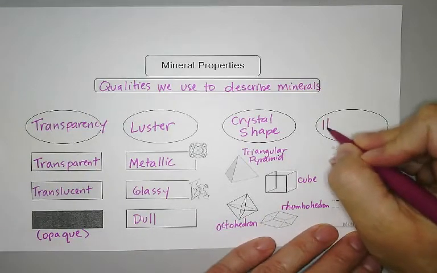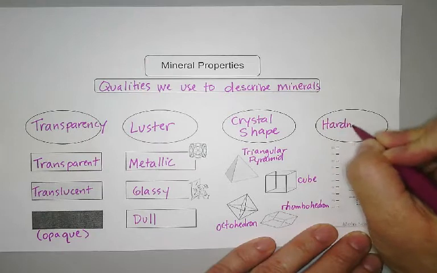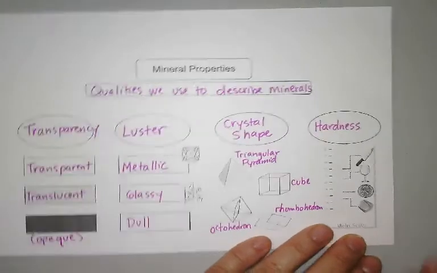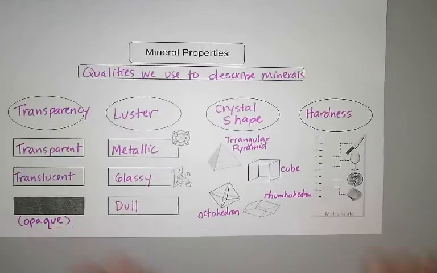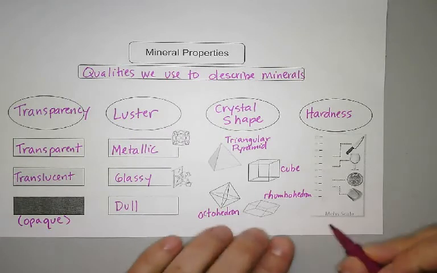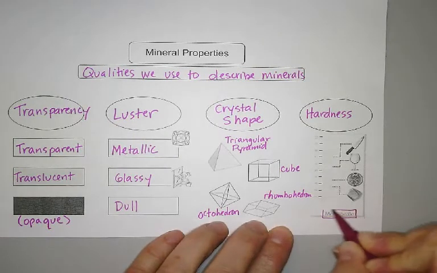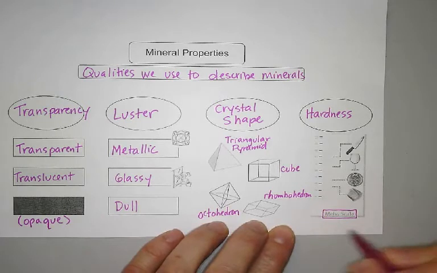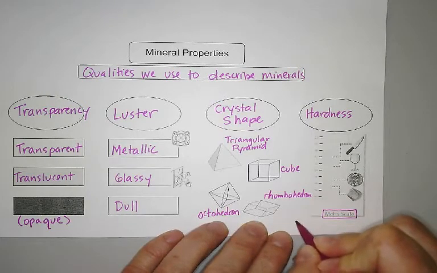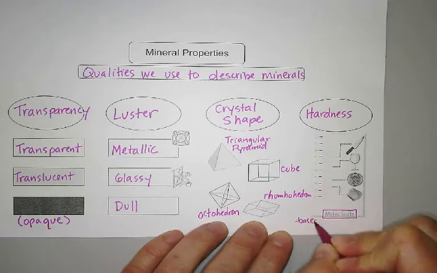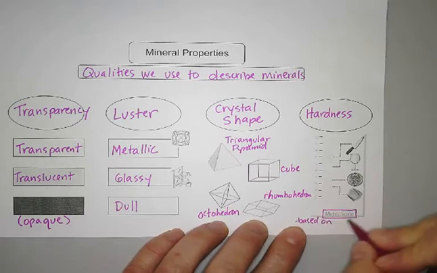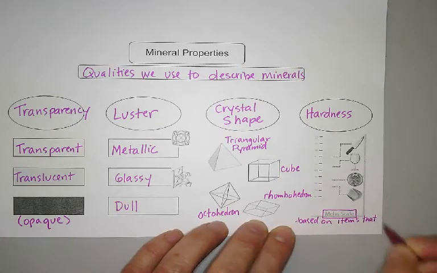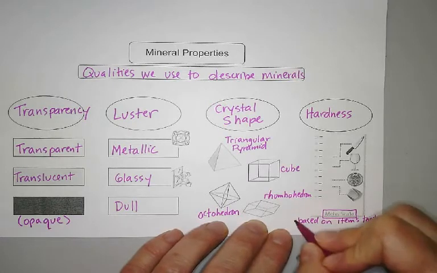And then finally we have hardness. And this is when you scratched the mineral on copper and glass. And we base it on something called Mohs scale. And this is, I'm going to write a little note down here about it. It's based on items that the minerals can scratch.